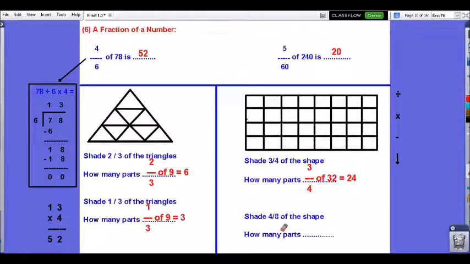Here, 4/8 of the shape. How many parts? If you notice that 4/8 is just a half, congratulations, you've just made it even easier. If you didn't, no problem at all. Just find 4/8 of 32. You're going to find 32 divided by 8 is just 4. You multiply by 4 again, gives you 16.